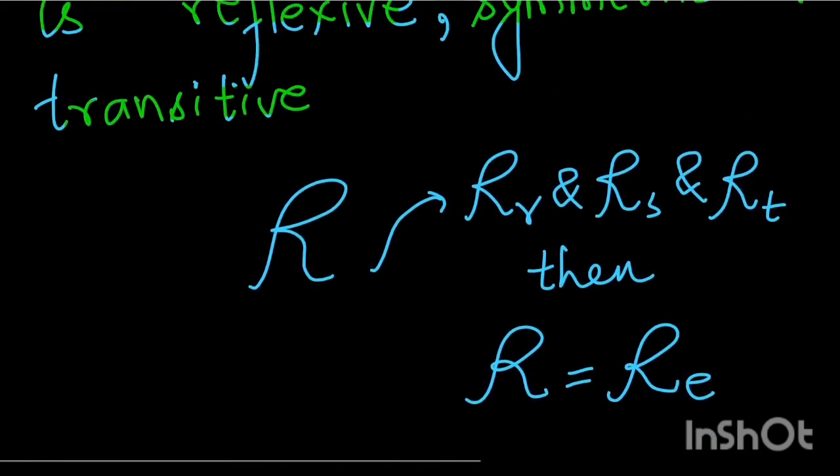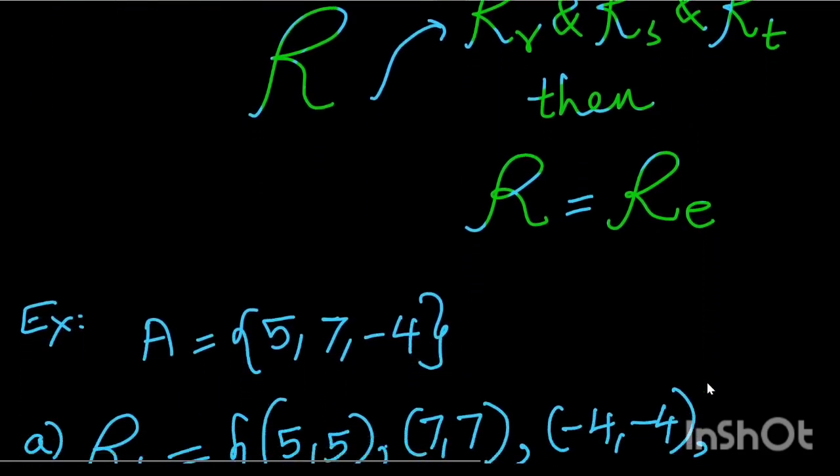So we can also say that if a relation is reflexive, symmetric, as well as transitive, then we can say that the relation is an RE. That is, E stands for equivalence.